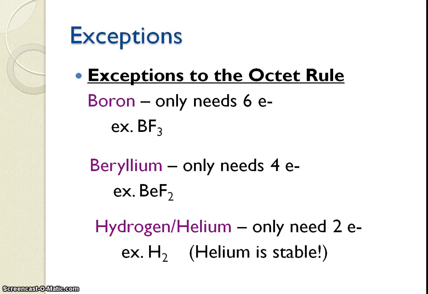Boron and beryllium are 2 that we have not talked about yet. So beryllium, instead of needing 8 valence electrons, it's only going to need 4. And boron only needs 6. So put a star by those and make sure you memorize that hydrogen needs 2, beryllium is 4, and boron is 6.